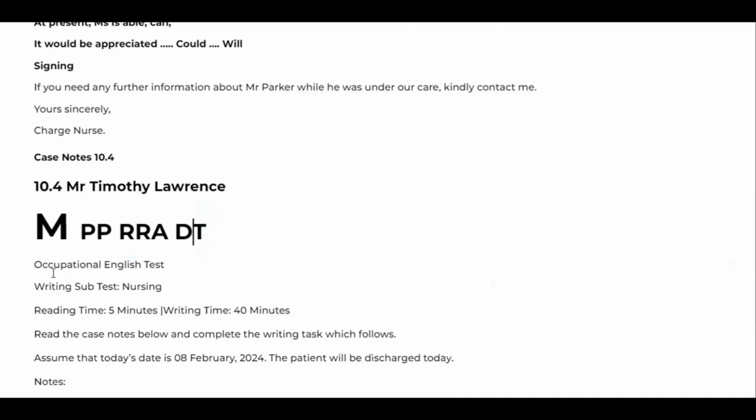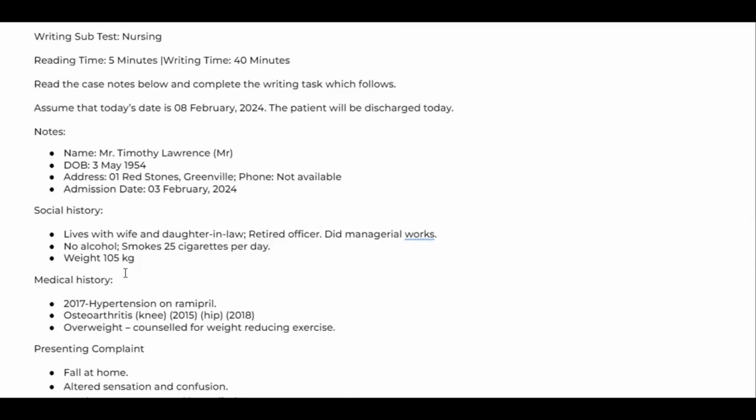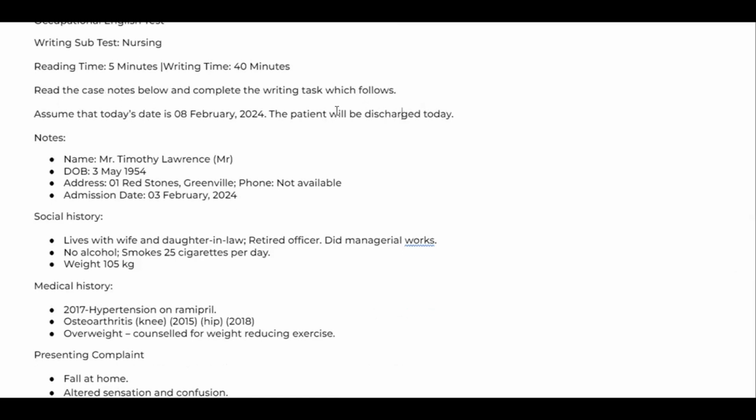D or T. Now tell me, in this case notes, is it a D or T? How do you find out that? You can find it somewhere. So admission is here. Can you find a discharge somewhere? Somewhere today. The patient will be discharged today.